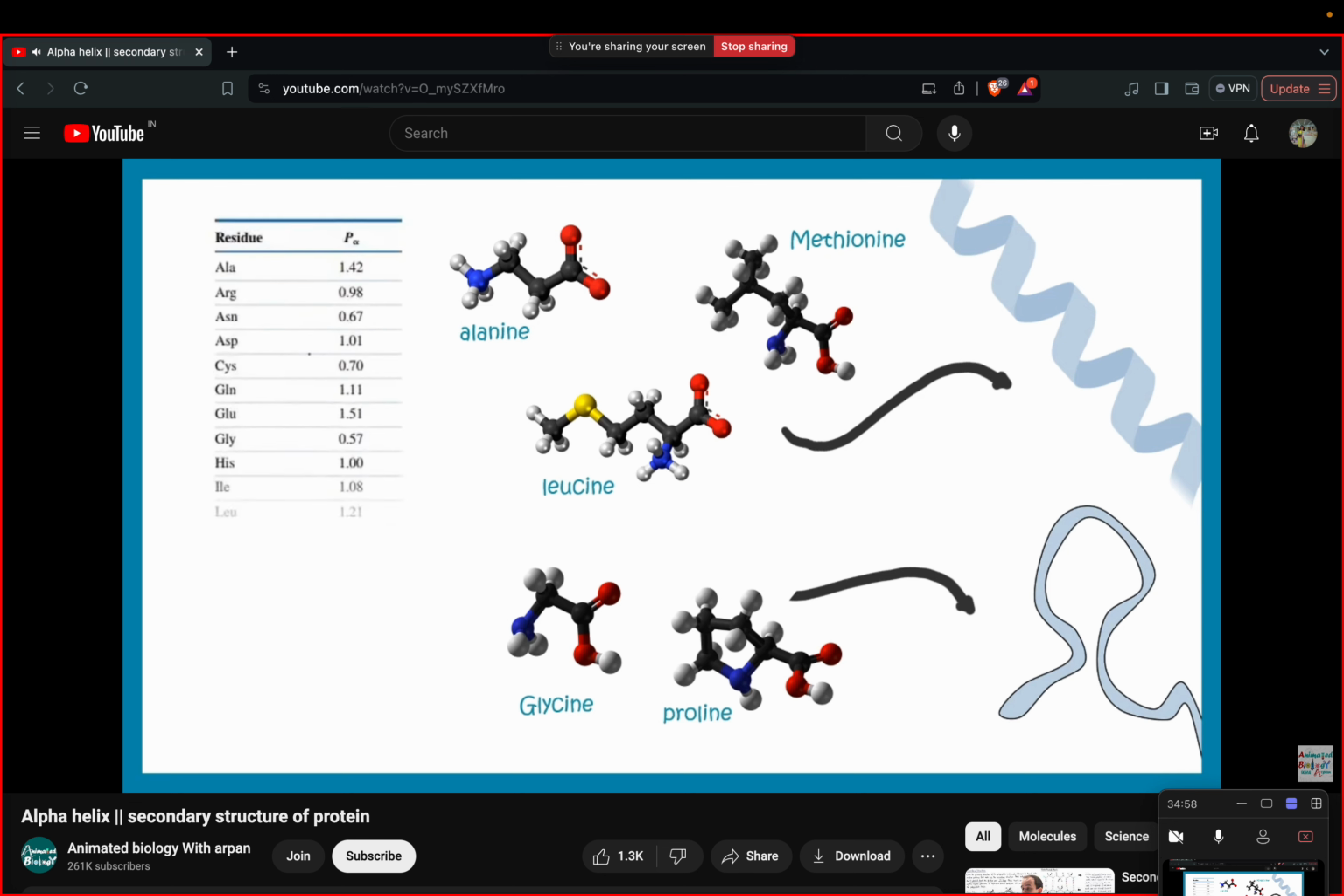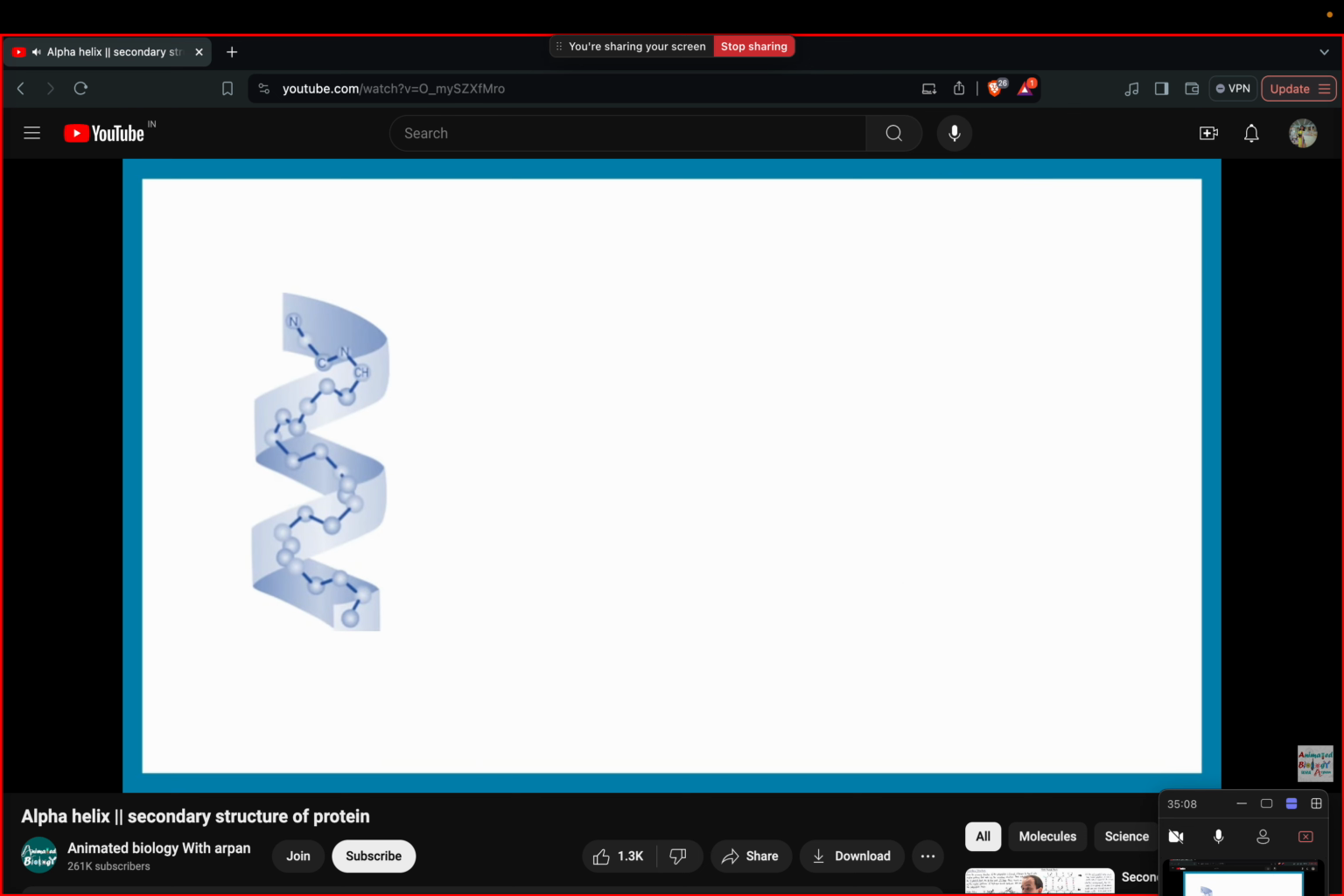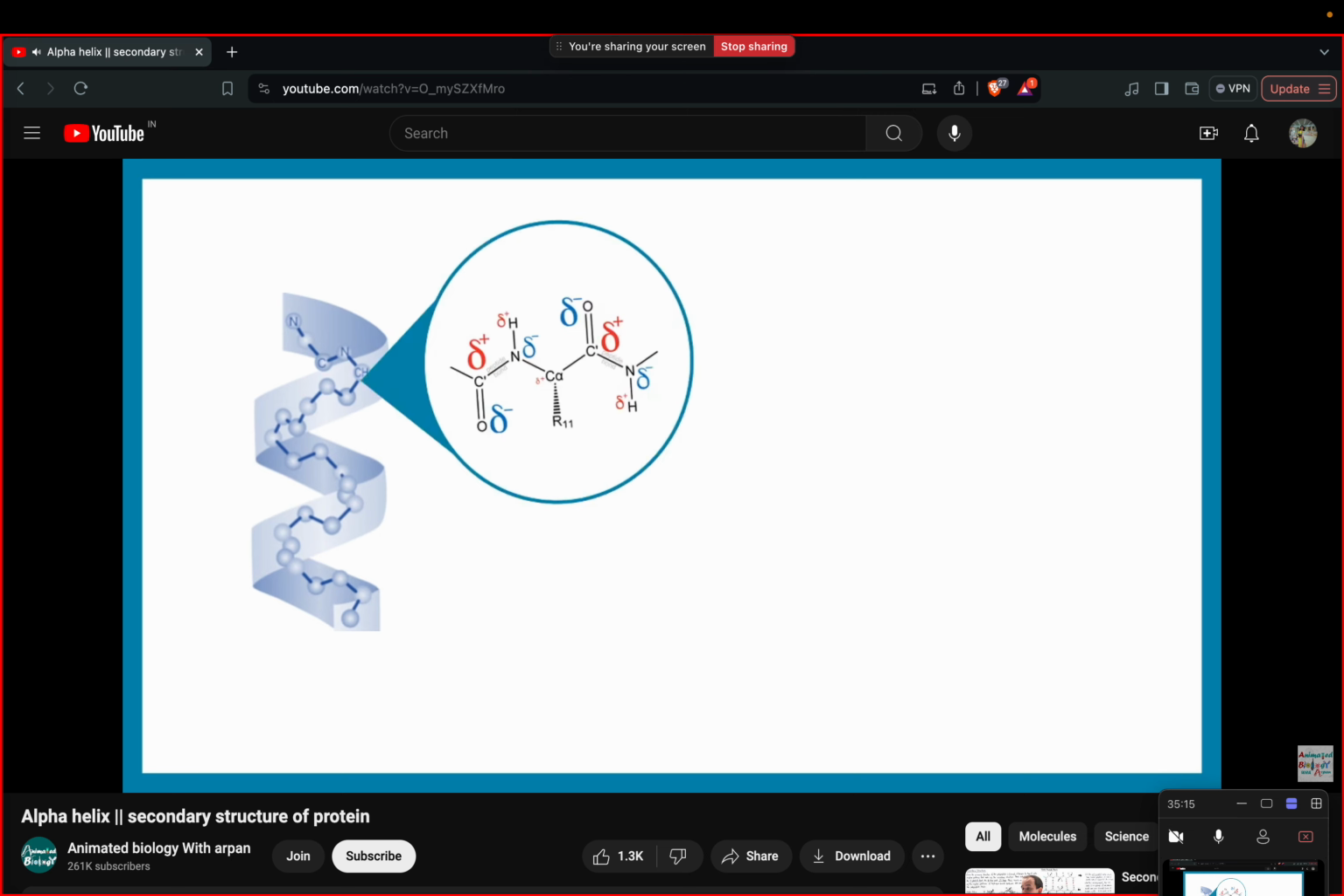That is why the helix propensity index tells us, by a particular score, the probability that one particular amino acid would form a helix. Now let me tell you, these alpha helix structures have a lot of peptide bonds, and each peptide bond might have a slight dipole interaction among them.